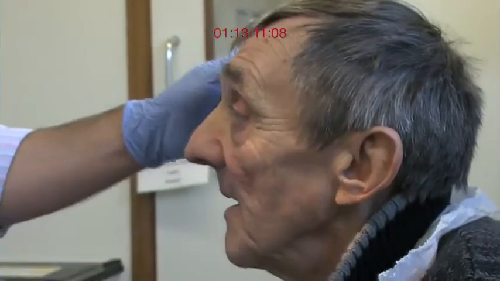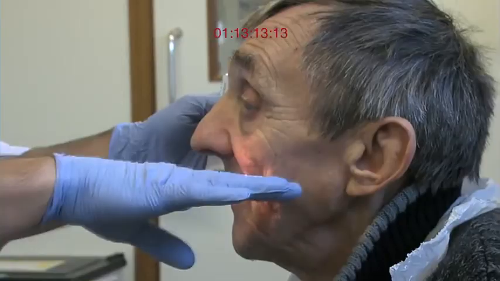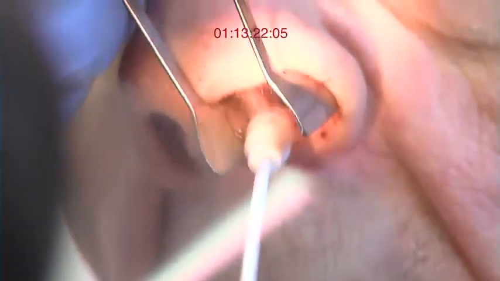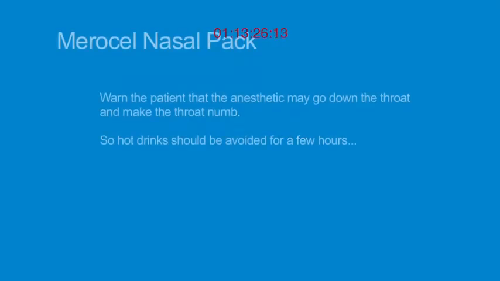Keeping the head level with the eyes looking forward and the floor of the nose in the horizontal plane, clean any clots from the nose using the suction. Then spray the nose with the local anaesthetic spray. If using pure lignocaine, warn the patient that it may sting. Also warn the patient that it may go down the throat and make the throat feel numb, so hot drinks should be avoided for a couple of hours.